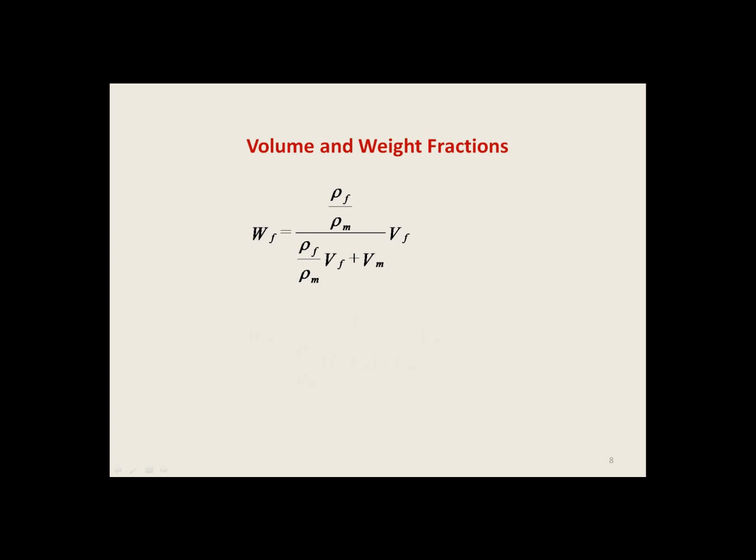Now, in terms of individual constituent properties, the mass fractions and volume fractions can be correlated as capital Wf equals rho f by rho m divided by rho f by rho m capital Vf plus Vm, and the whole multiplied by Vf. And similarly, for matrix weight fraction, we may define it as 1 divided by rho f by rho m and 1 minus Vm, meaning capital Vf has been replaced by 1 minus Vm, plus Vm, and the whole multiplied by Vm.